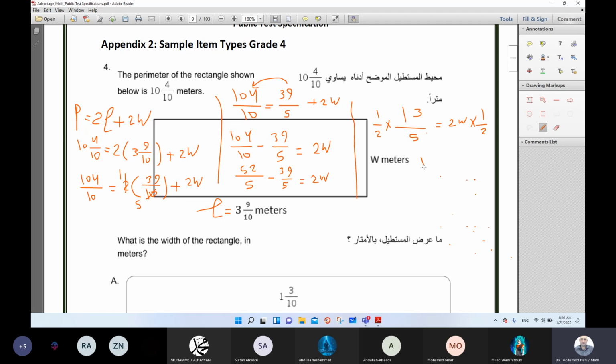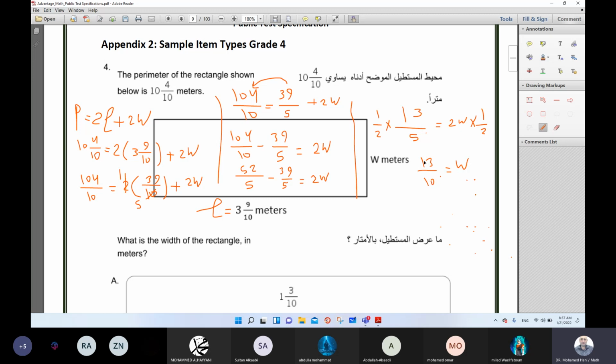1 times 13, 13, and 2 times 5 will be 10, equal. Here, 2 times 1, 2, divided by 2 will be 1, remains W. So the width now equal 13 over 10.